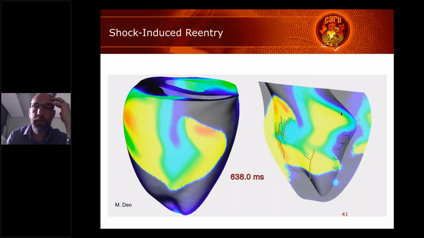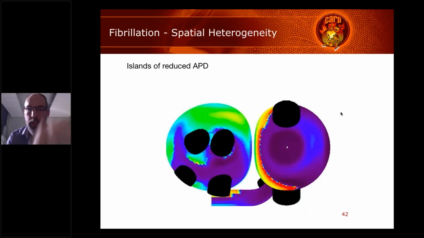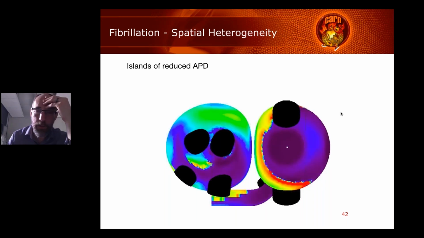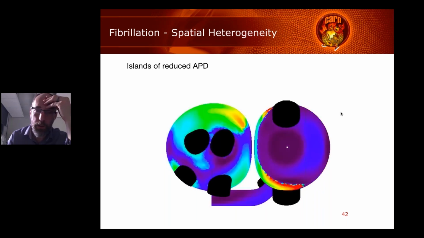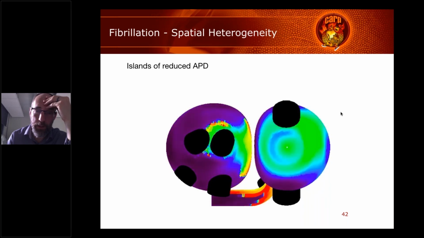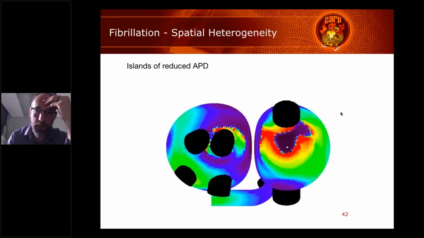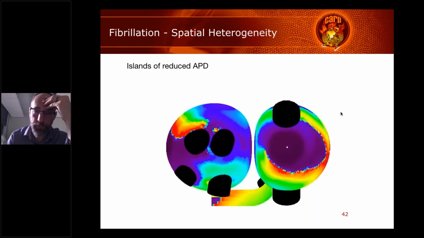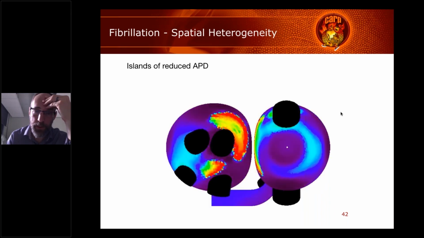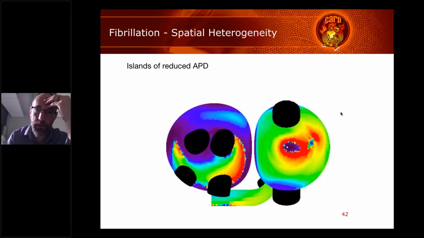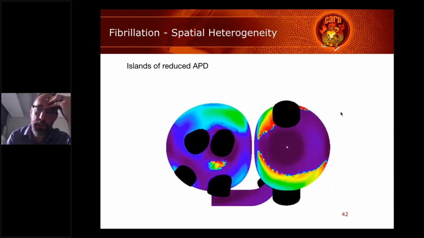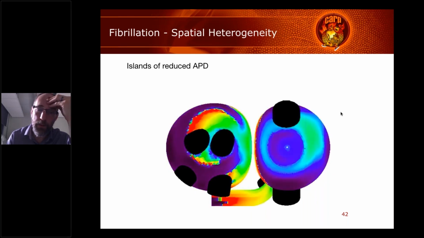Or finally, if you add heterogeneity, you'll see islands of reduced APD, for instance. You can sort of see it on the right side already. This is a model of the atria, a very old model, but it just demonstrates this, and they have different regions. You'll see some of them repolarize quicker. And then you'll see the activation pattern is constantly changing. You can even change direction from one cycle to the next. So again, if you want fibrillation, there are a few ways to do it.